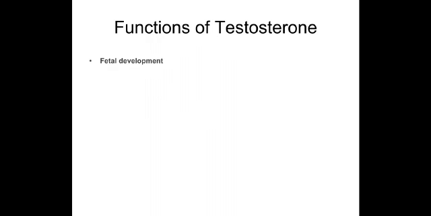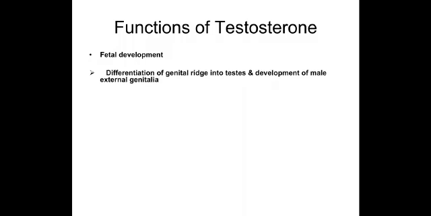So the functions of testosterone can be revised. It has a role in differentiation of the genital ridge into testes and development of male external genitalia. Testosterone is produced around the 7th week of intrauterine life. Before 7 weeks of intrauterine life, the gonads are bipotential. The fetus has both Wolffian and Mullerian ducts.